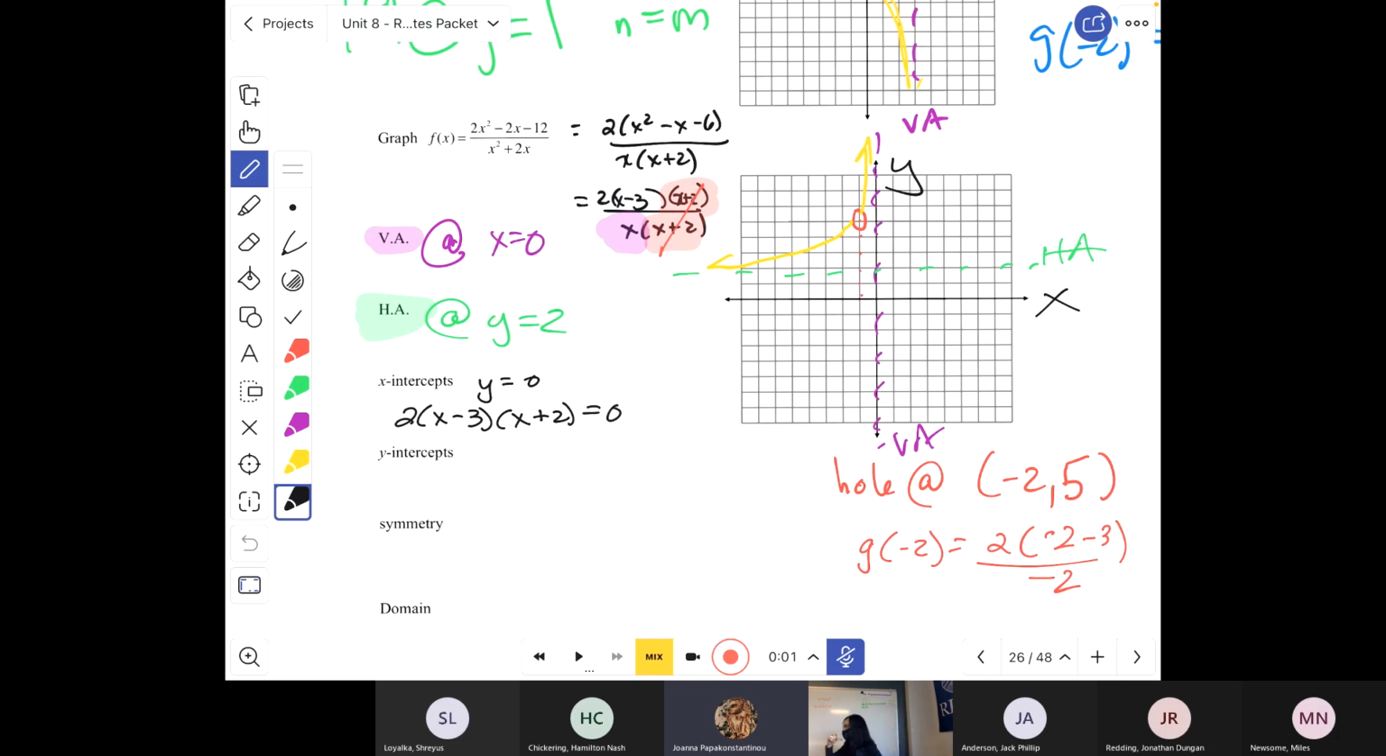The graph has to go up to the hole, not include the hole, and then continue on. Right? The hole is excluded. It's literally a hole in the graph. There are 2 roots. Really? You're telling me that my x-intercepts are what? -3, 0. 0, 0.